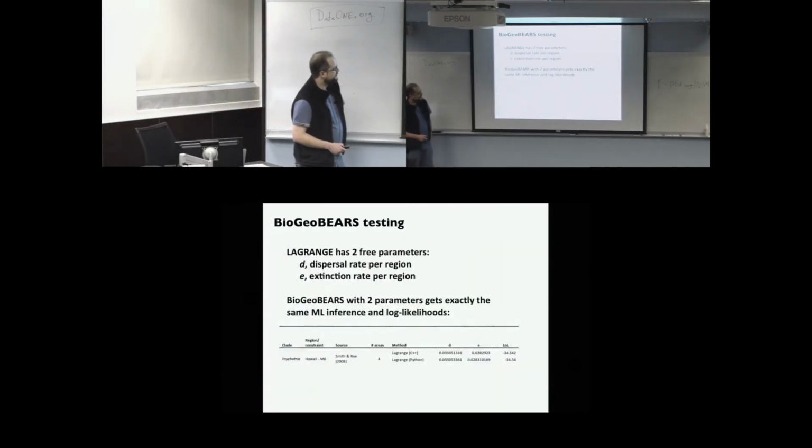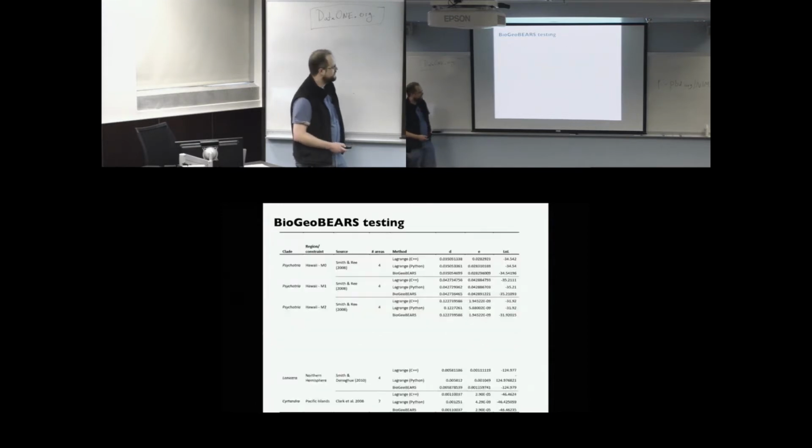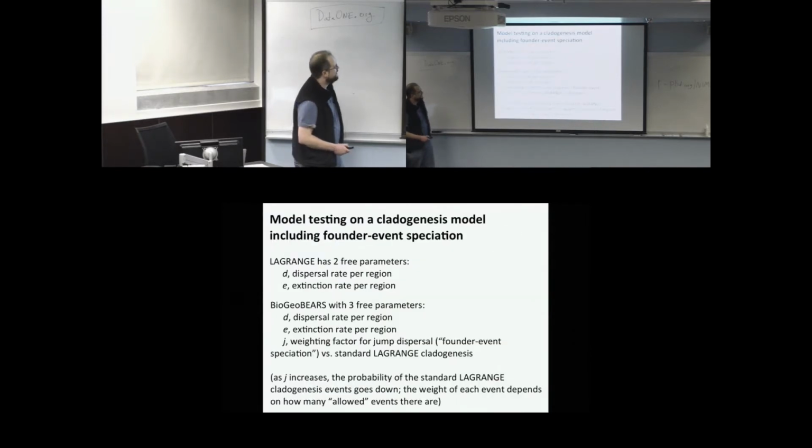But what's interesting is if we take the Lagrange program, which just has dispersal and extinction, you get this log likelihood out of it. You calculate the probabilities of the data, you get log likelihoods, you get -34. And when you run that same 2-parameter model in my program, you get the same log likelihoods, which is nice. So I'm replicating, with a completely independently programmed implementation, the same log likelihoods. And in a lot of different analyses, I get the same answers, which is good. So I successfully replicated this.